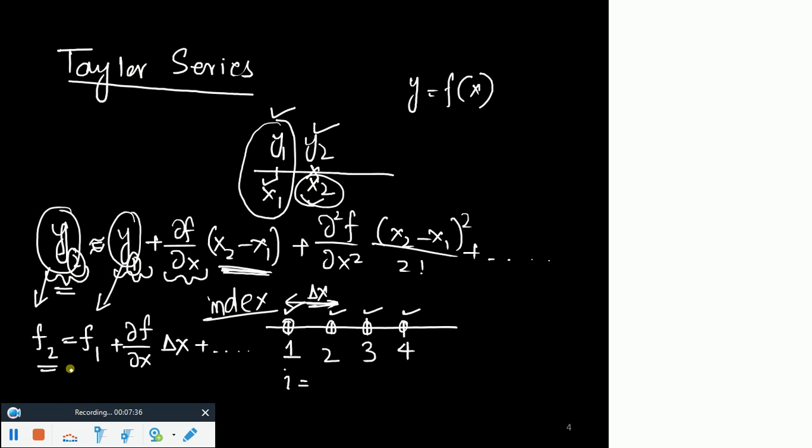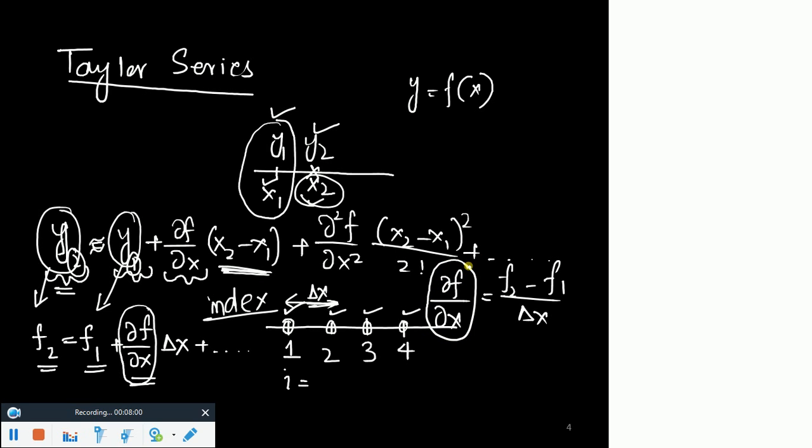Now this is how you proceed with the Taylor series. Now if I want to find out delta f by delta x from this formulation, can I write this delta f by delta x equals f2 minus f1 over delta x? I can write it like this, right? So you can say that I can approximate this partial f by partial x using this relationship. You understand that?